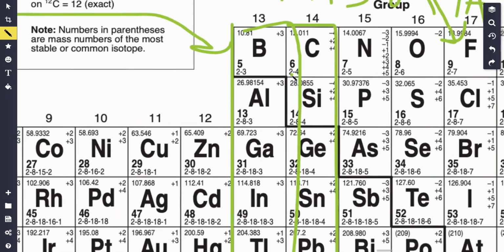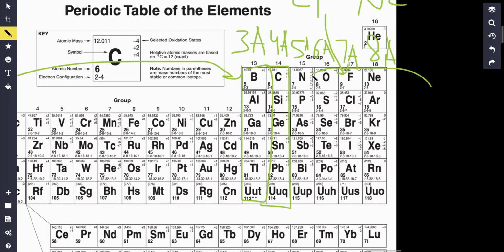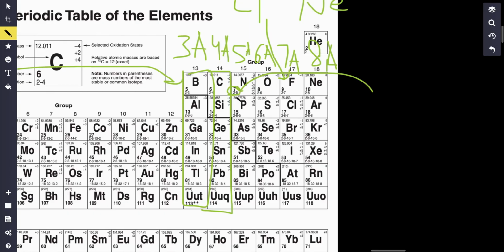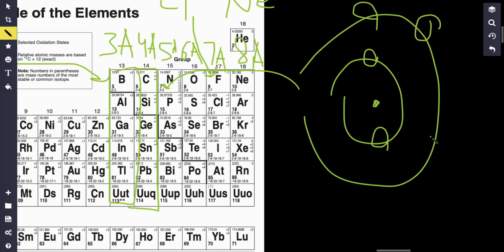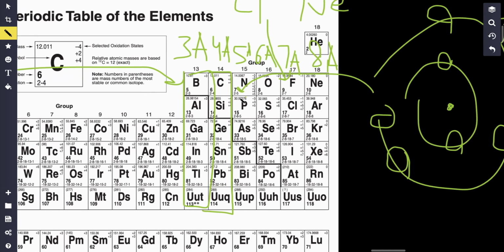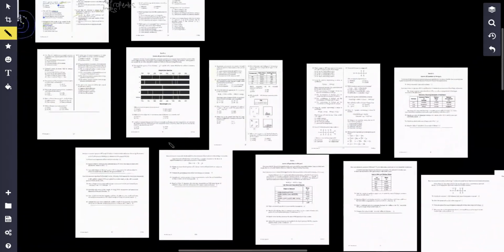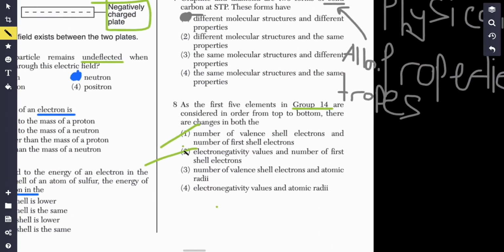And look, you also have these little numbers at the bottom. What they tell you is basically the electron configuration for that atom. So this 2,5 right over here is saying for nitrogen, that nitrogen has 2 electrons in the first shell and 5 electrons in the second shell. That's basically what it's saying, right? And notice how for group 14, all of them start with a 2, meaning that all of them have 2 electrons in the first shell. So we can immediately eliminate number 2.